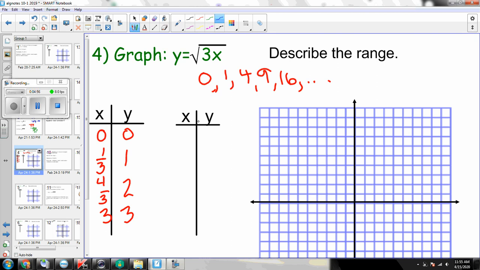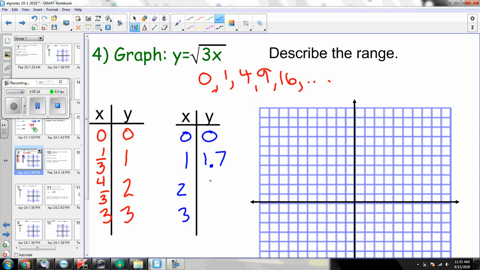If you find this way complicated, you could just go ahead and put in 0, 1, 2, and 3 for x, and then your y values won't always be whole numbers, but that's okay. If I put 0 in for x, 3 times 0 is 0, square root of 0 is 0. If I put 1 in for x, 3 times 1 is 3. The square root of 3 is not a whole number.